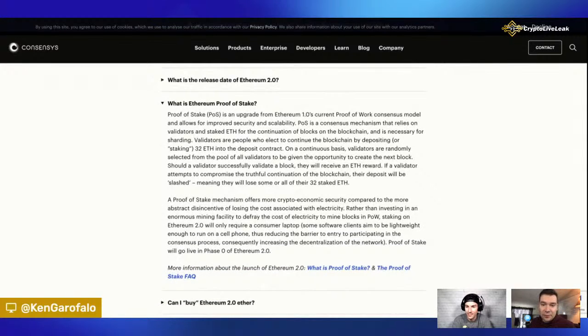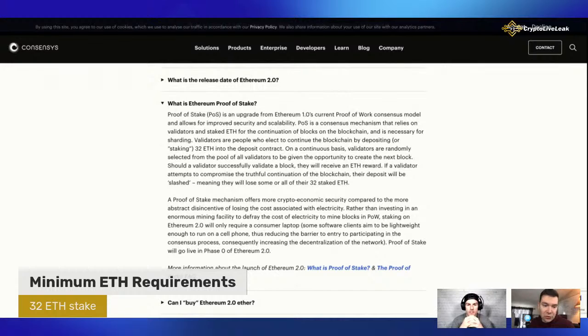So what is proof of stake? We pretty much went over this, but this does note that there is a specific amount of Ethereum that will be required if you want to be a validator. It's going to be, throw it on the screen here, 32 ETH stake.